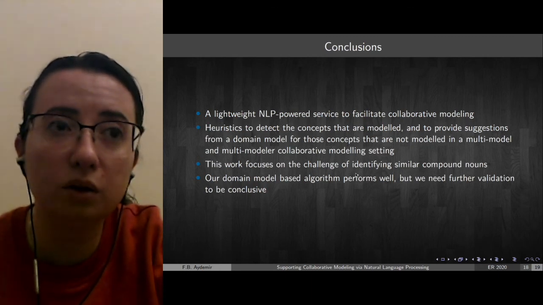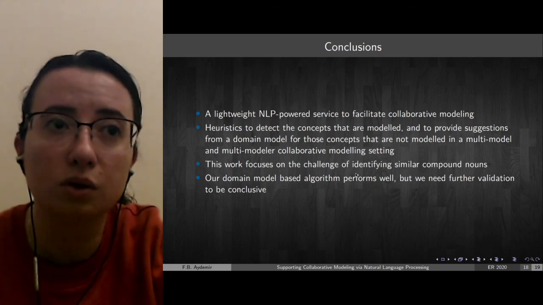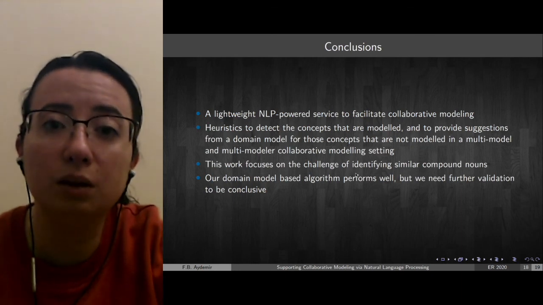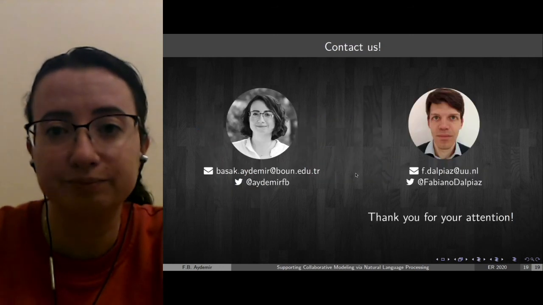With our algorithms, we observed that our domain model-based solution performed the best in terms of Euclidean distance, so it resembled the gold standard the most, but we need more empirical evaluation in order to be more definitive and conclusive in that sense.